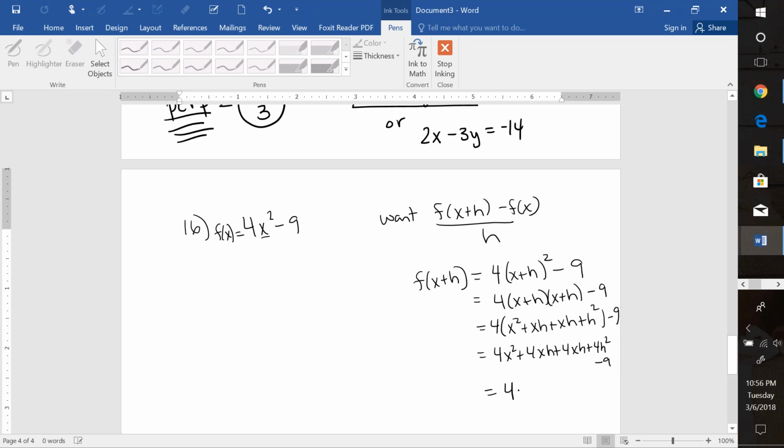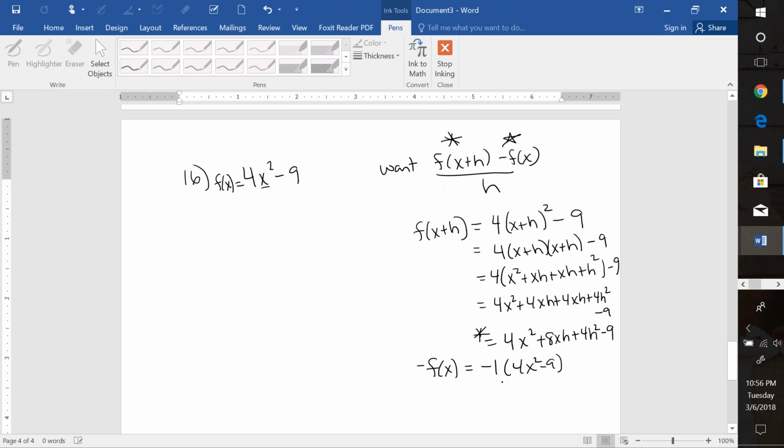And if you add those like terms in the middle, you get an 8xh. So this guy right here is going to stand in for this whole entire first part of that numerator. The second thing we need to do is this evaluation. That is saying do the opposite of f of x. So it's just -1 times the function. So that would be -4x squared plus 9.